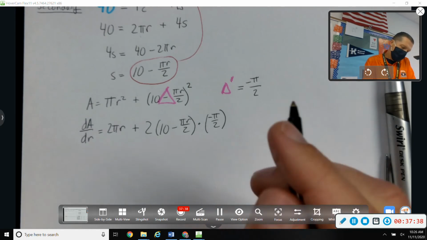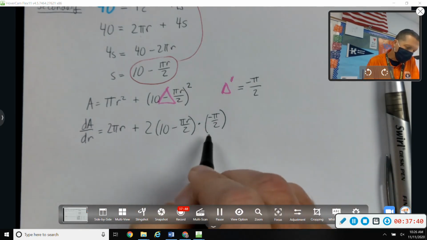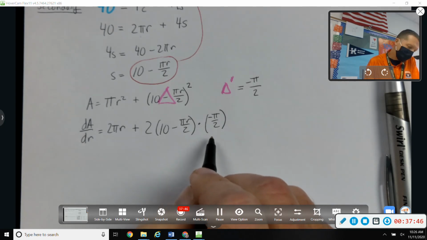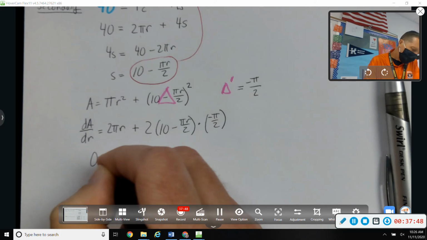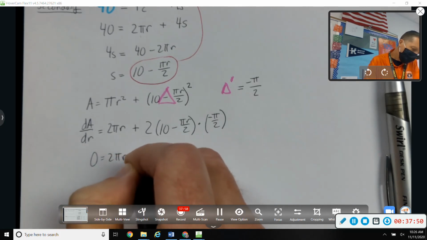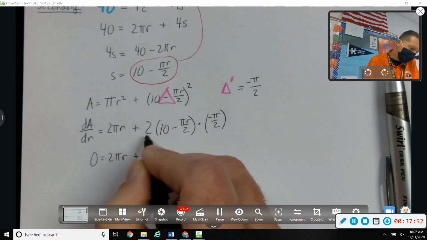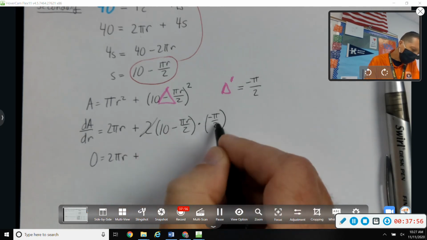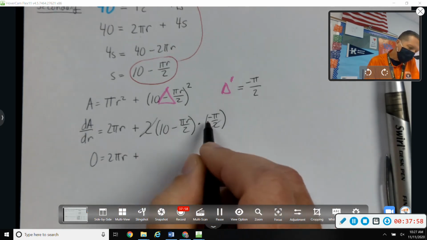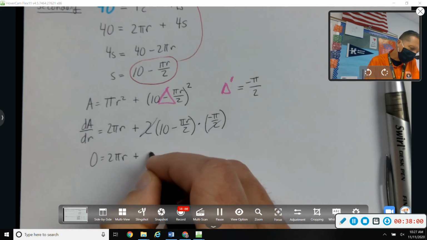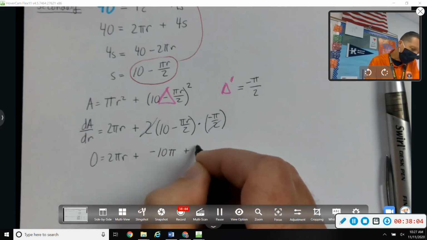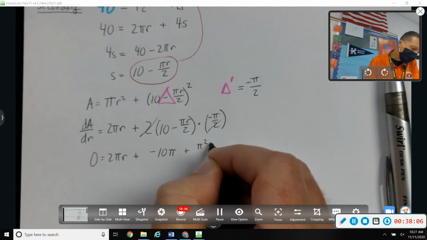Okay, I've still got to pay the algebra price here. Let's see. What do I want to do? Set it equal to 0. The 2's will cancel. Then I'll distribute the negative pi. So negative 10 pi plus pi squared r over 2. Man, that's lovely.